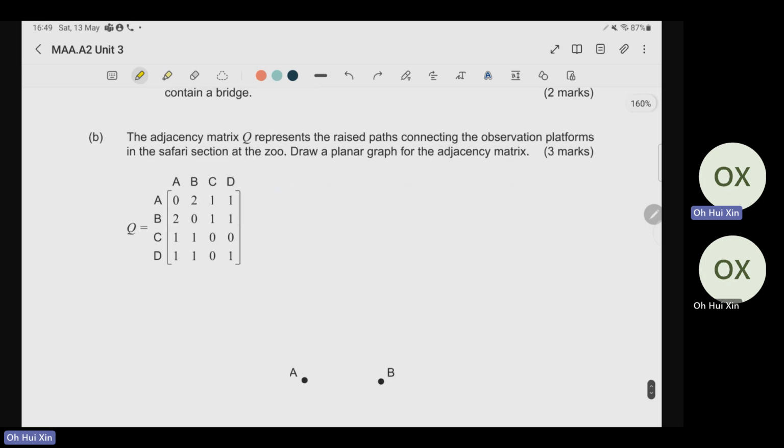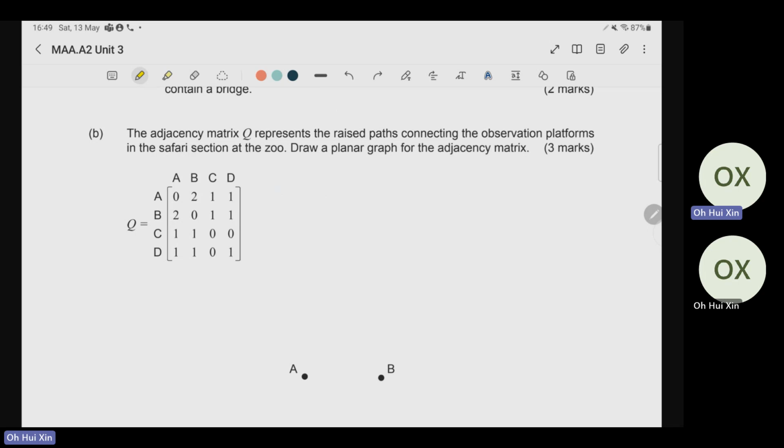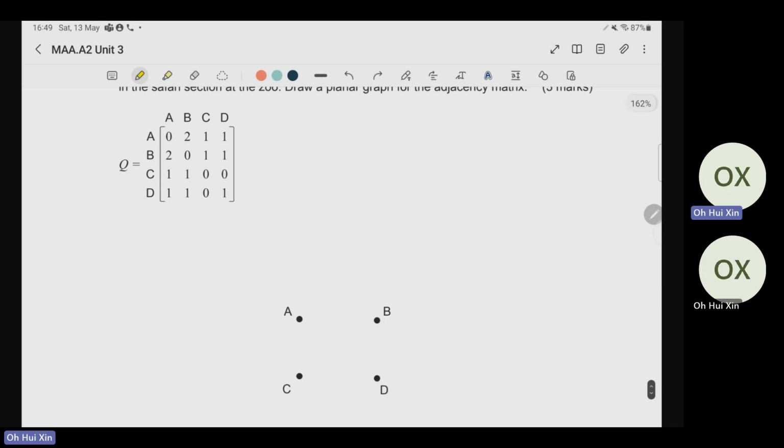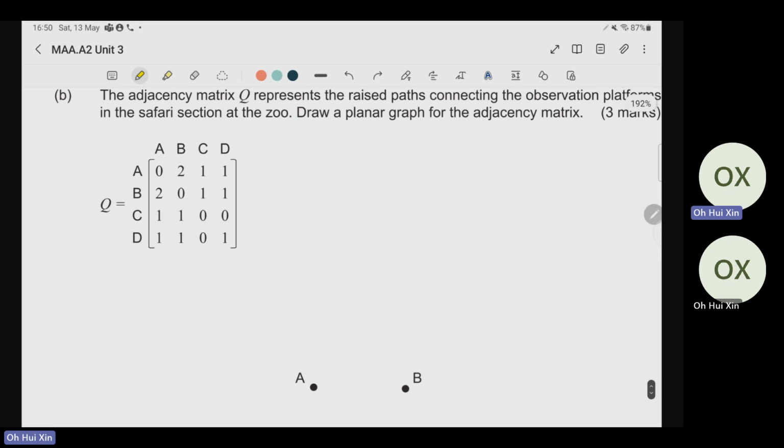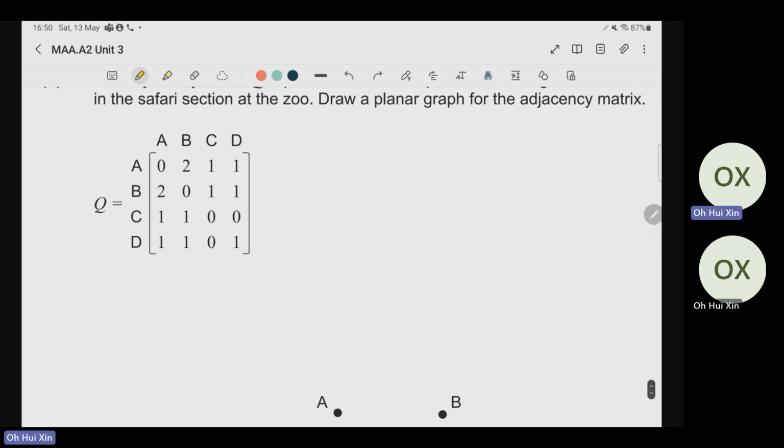So the adjacency matrix Q represents the raised paths connecting the observation platforms in the safari section at the zoo. So draw a planar graph for the adjacency matrix. Okay, so remember every time you want to construct a graph based on an adjacency matrix, the first thing that you need to check is whether the graph is a directed or a non-directed graph.